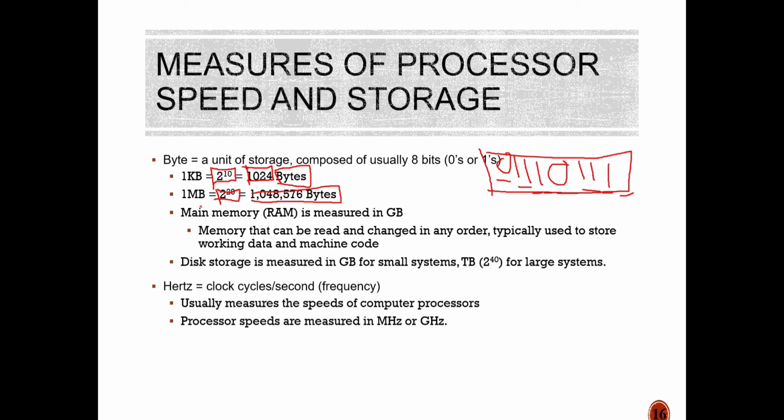And then here we have main memory is measured in gigabytes. Main memory is RAM. It's random access memory. It's memory that can be read and changed in any order, and it's used to store working data in machine code. It does not store data permanently. That's what your hard drive does.